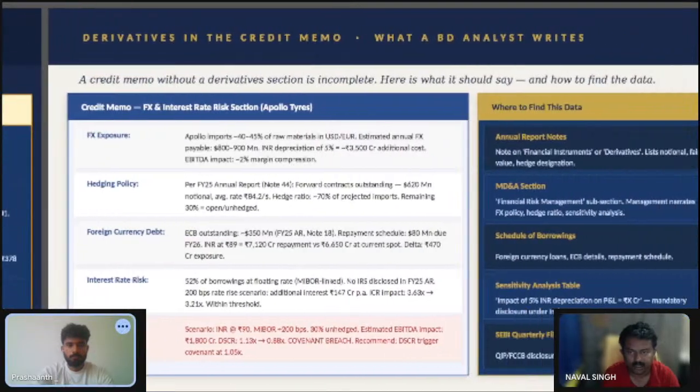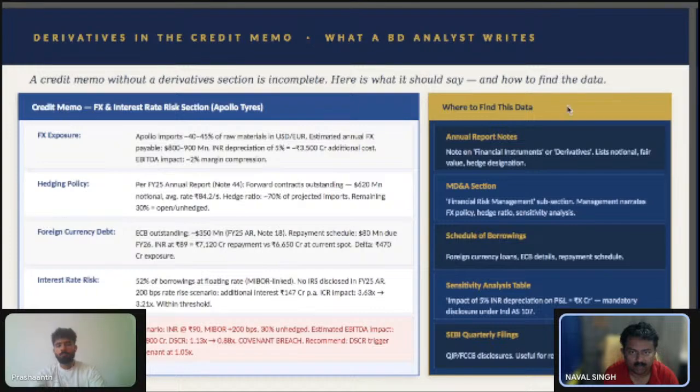So what is a derivatives and credit memo? When you become a financial analyst or BD analyst, what will you write? This is an example of a memo that you will generate for your company, for Apollo. If Apollo is your client, Apollo imports 40% of raw material. This is common sense. There's nothing rocket science here. You can say that, hey, Apollo gets a lot of raw material in USD or euro. Annually they purchase around 900 million or billion dollars worth of raw material, and the rupee is depreciating at 5%. So if the rupee depreciates and they have to buy only from countries like Malaysia and others who only accept dollars or euro, then they are exposed to rupee-dollar depreciation.